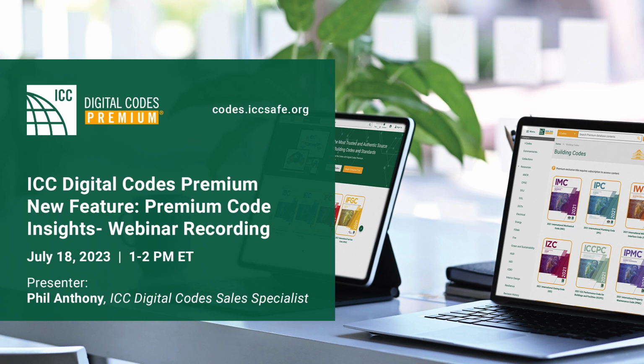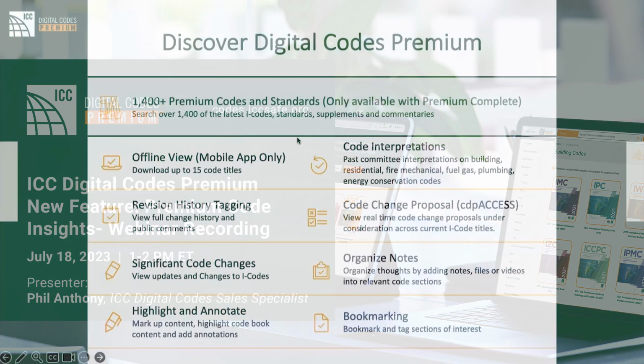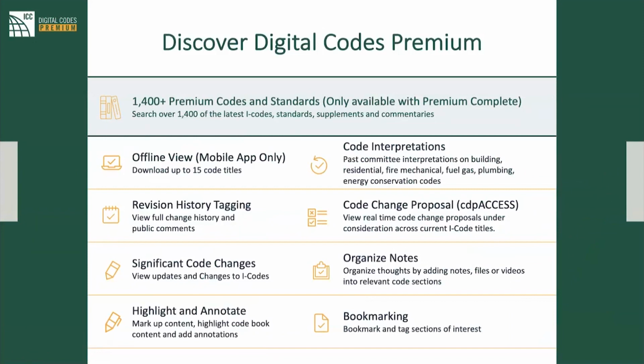So with the ICC Digital Codes Premium, all of our digital codes on ICC reside at codes.iccsafe.org. And if you've been to that website, and you may have used some of the free functionality on it, you are able to view codes, like our I codes and some of the state amended codes. But when you actually acquire a license for Digital Codes Premium, you'll see it's got the nice gold logo there. It will open up all these additional features.